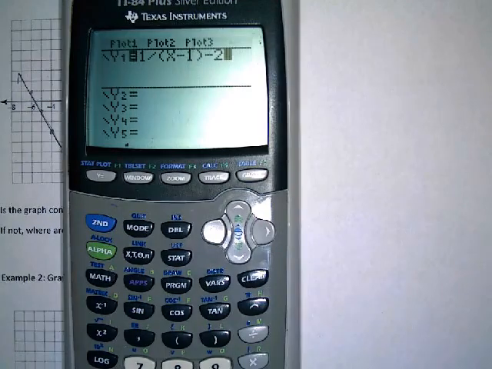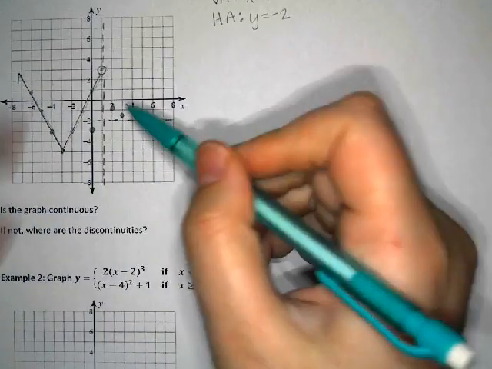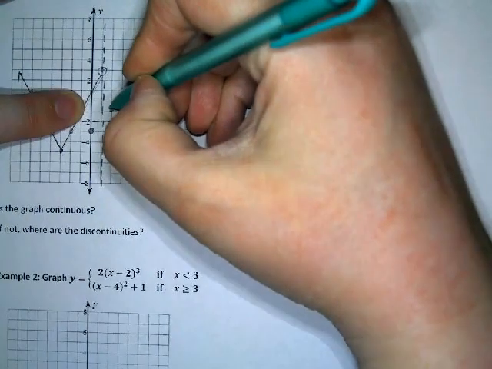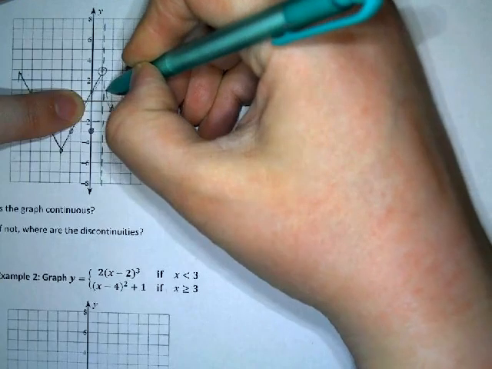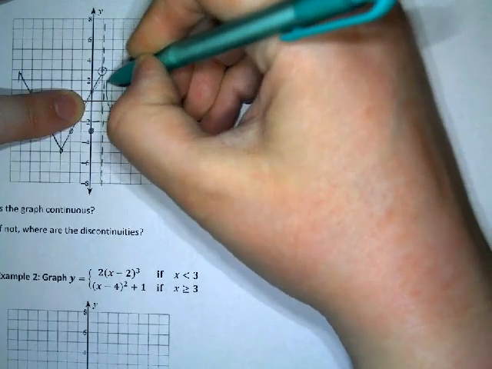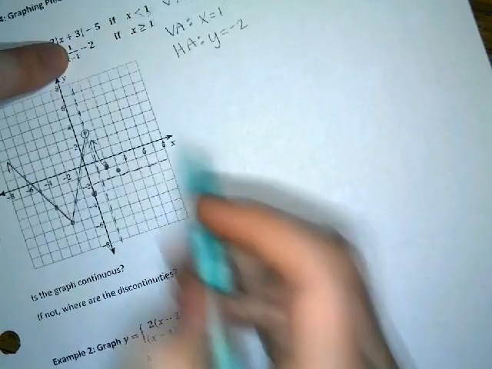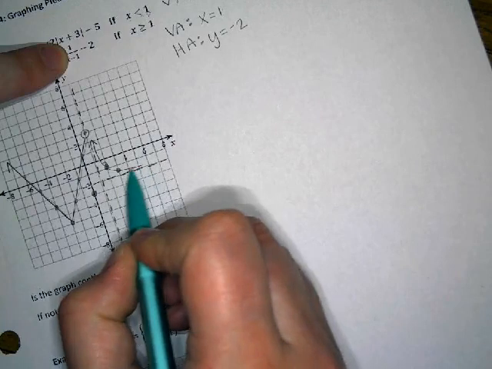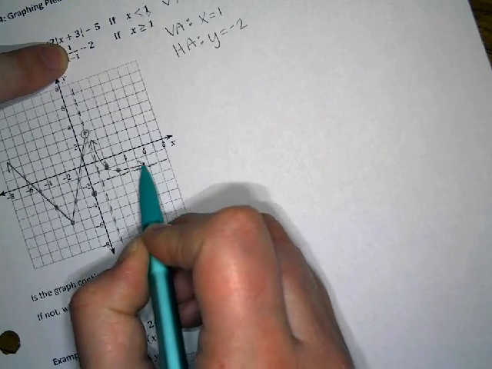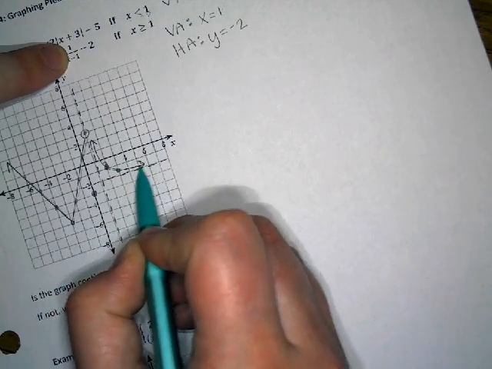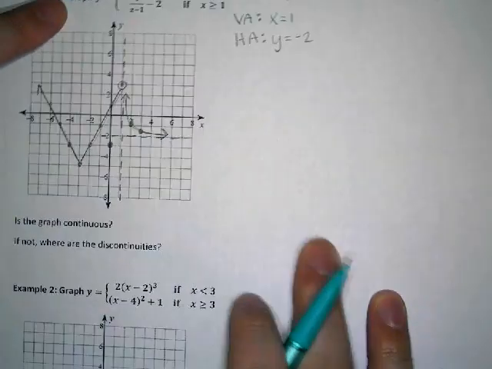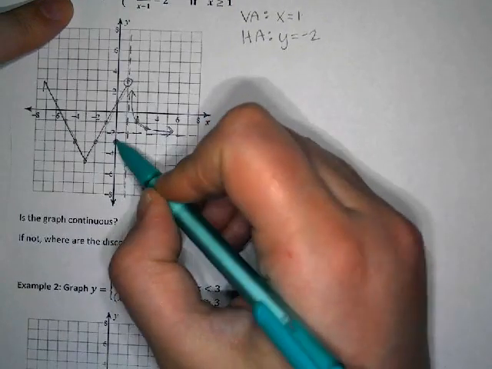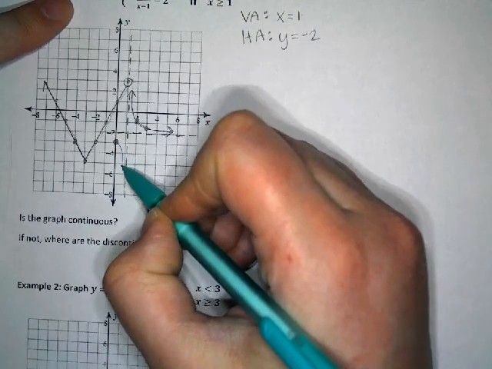Okay, so let's go ahead and graph these. So we're going to take the curve and have it follow the asymptote. And then this one over here, I don't have other points, but it would do the same thing. Kind of follow the asymptote like this.